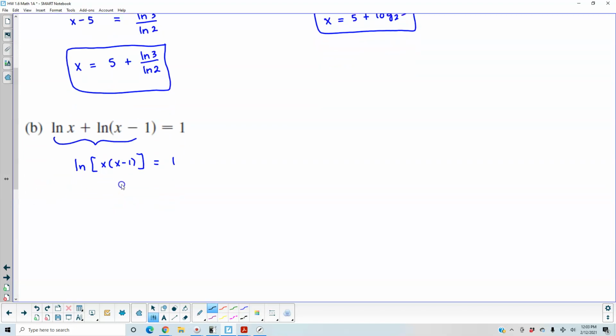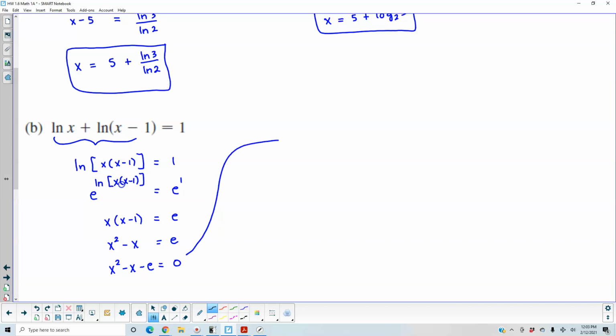And so we want to be able to solve for x, so we can exponentiate both sides. This is going to be e to the natural log of x times x minus 1, and that's equal to e to the power of 1. And so what we end up getting is x times x minus 1, which is equal to e. If we distribute the x, we get x squared minus x, which is equal to e. And then subtract e from both sides, we get this quadratic form.